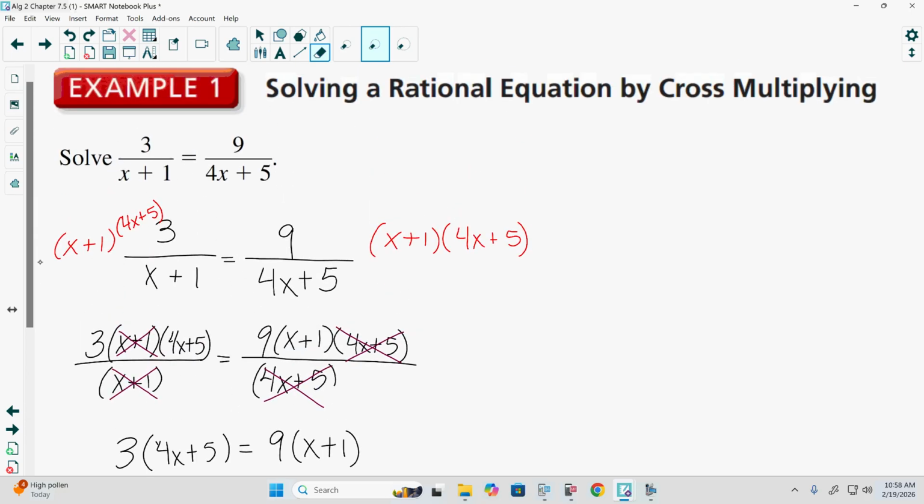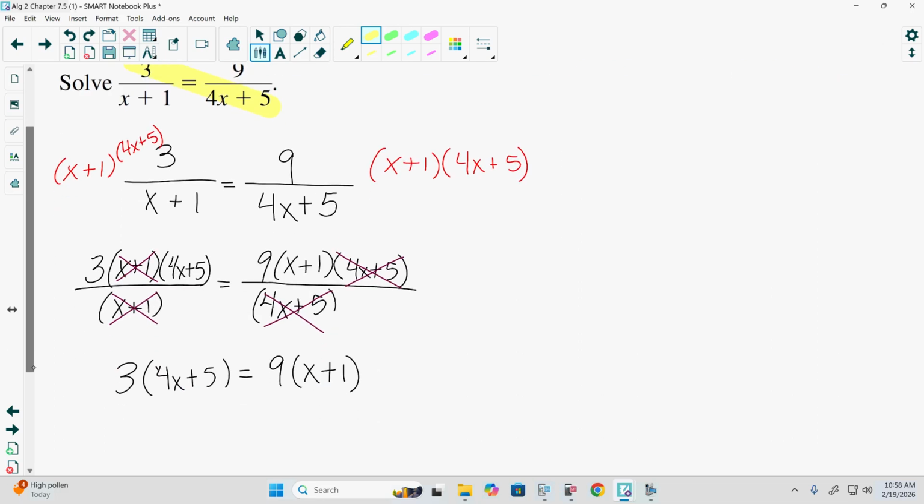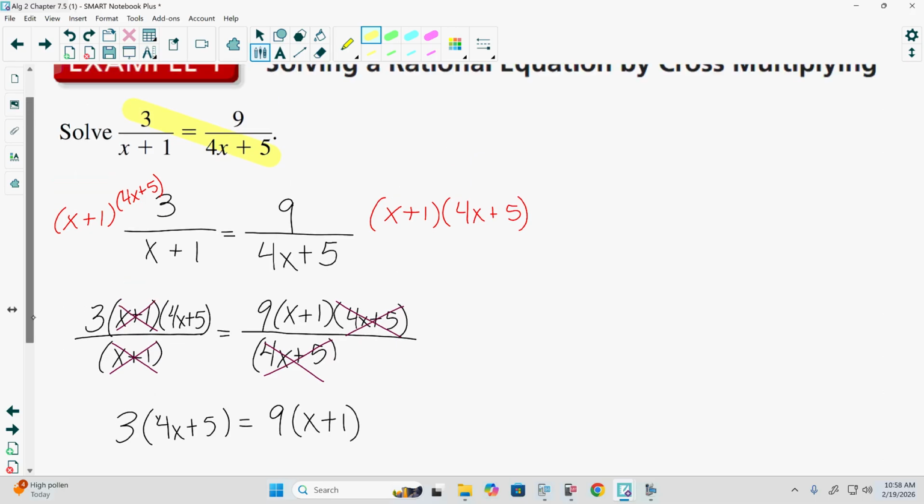If we had done the cross multiplication, let me get a highlighter, we would have been multiplying what? 3 and 4x plus 5. Well, what do we have to multiply right now? 3 and 4x plus 5. Our other cross would have been 9 and x plus 1, which is what we have, yes? This here, what we just did, multiplying by that least common denominator, is what we're doing in cross multiplying. It is the reason it works.